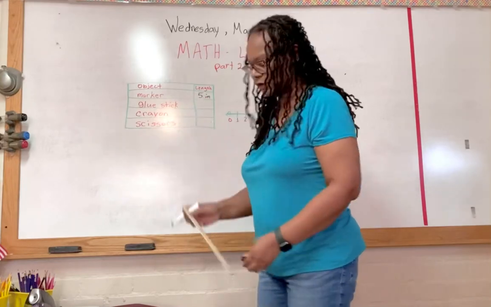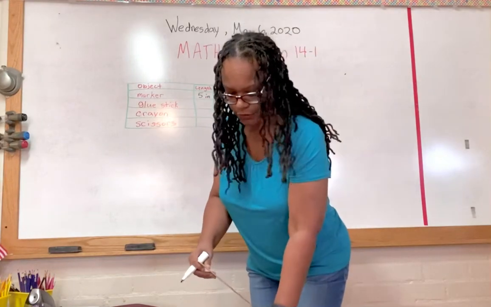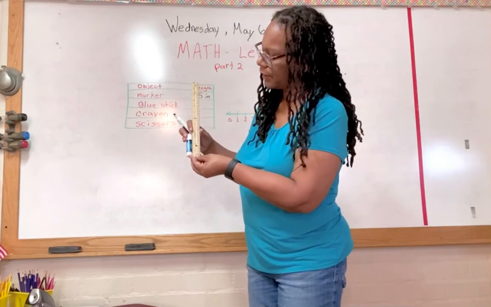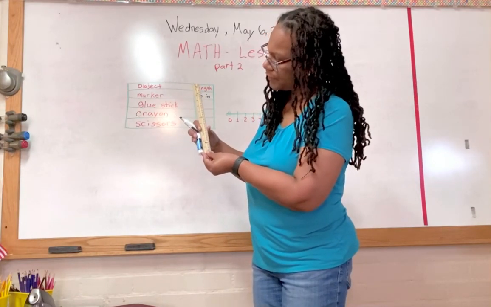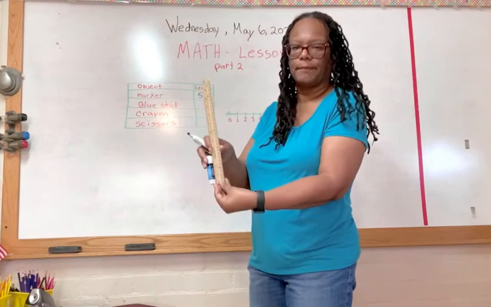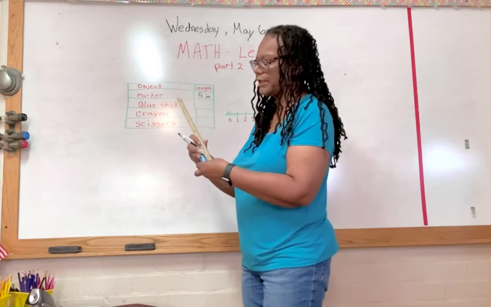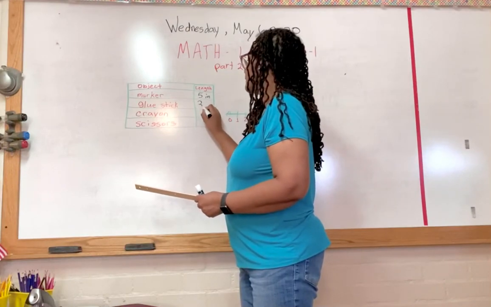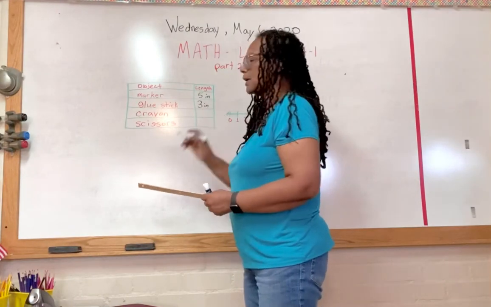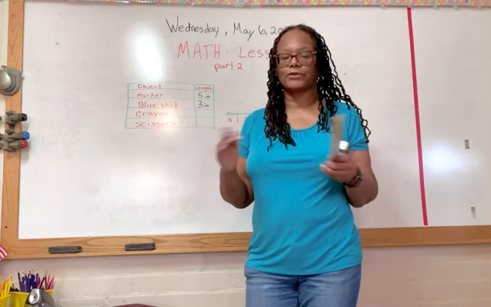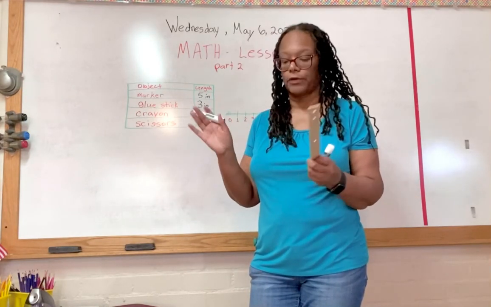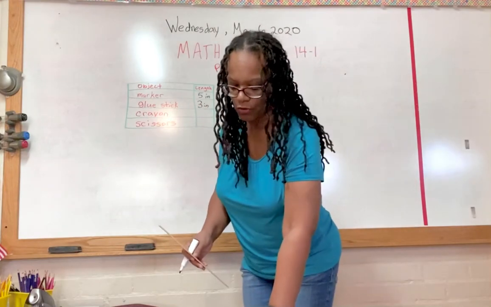Okay, the next is the glue stick, and when we put it at the bottom here, it goes just a little past the 3, but it's really close to 3, not enough to go to the 4. So I'm going to say 3. And we're not going to use halves or anything, whichever is closest to the big number of inches. That's the one number we're going to use.